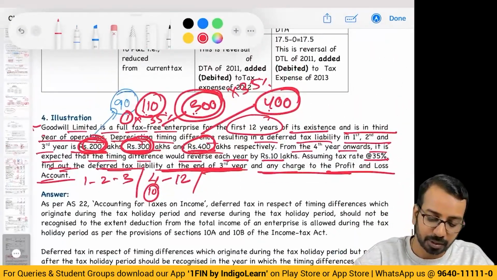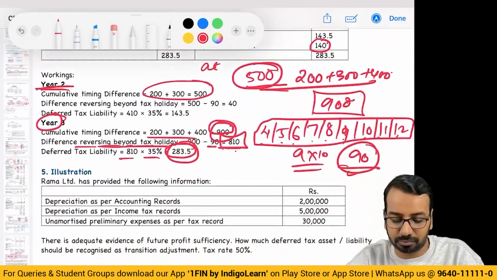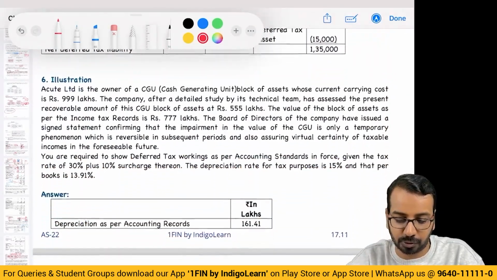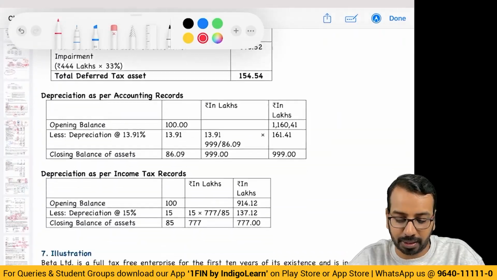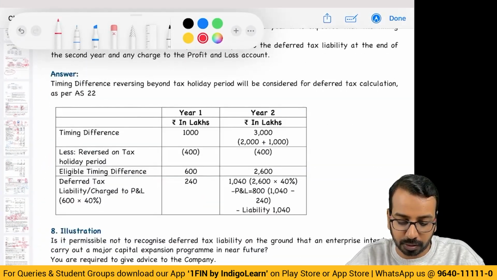Practice this. If it comes, a bonus question. Generally, they will not ask, but who knows? Institute, we never know. Okay, that is their thing.